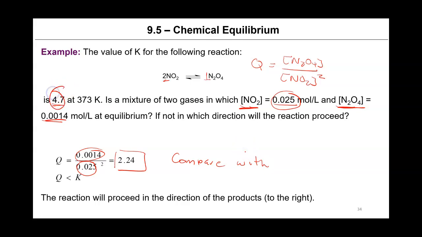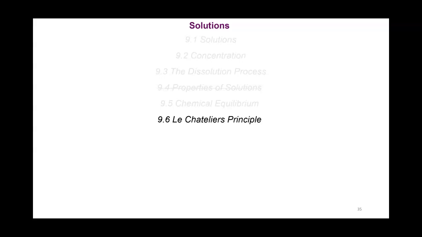which was 4.7, and we see that Q is less than K, so the reaction will proceed in the direction of the products, that is, to the right. This reaction needs to be left a little longer in order to come into equilibrium. Okay, that concludes the video on section 9.5.